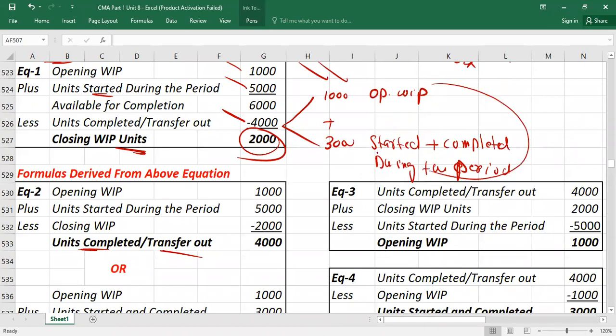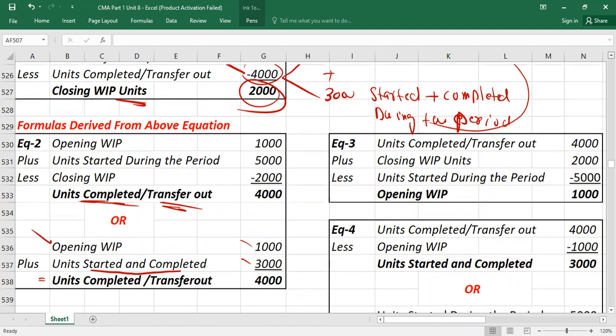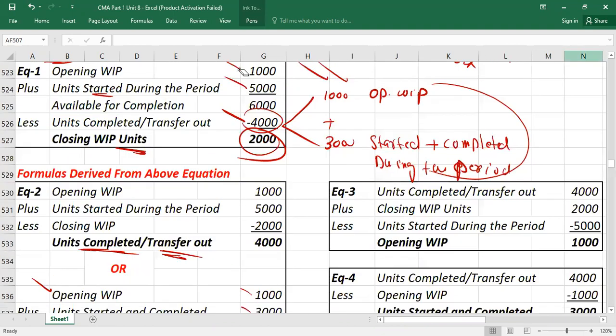if I add these two things, which two things? Opening work in process plus unit started and completed, like 1,000 plus 3,000, it will be equal to 4,000 transfer out, right? Right or wrong? This is another equation written here. Opening work in process plus unit started and completed, which were 3,000, opening was 1,000. So you will get units completed and transferred out. Understood? There is another way to get units completed and transferred out. If I reverse the whole above equation, I can also get unit transfer out.